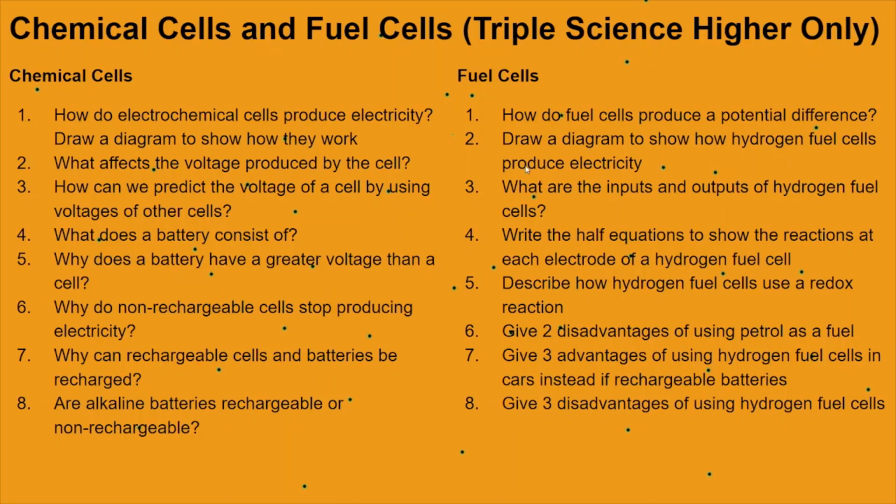So now we're going to move on to the final topic in chemistry paper 1. It's only going to appear in the Triple Science Higher exam. It's not in the Combined Science course, and it's been taken out of Triple Science Foundation. So we have chemical cells and fuel cells. Can be tricky to get your head around, but pause the video and have a go at these 16 questions, see how much you can remember.